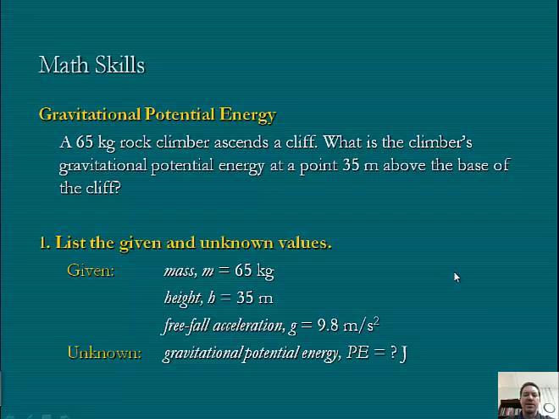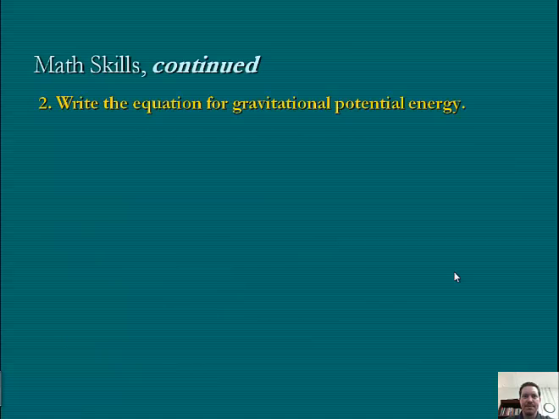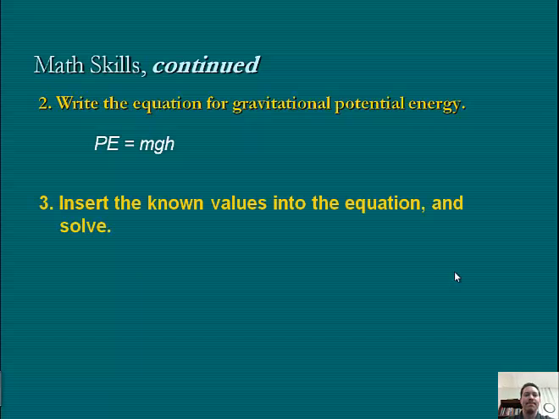And then what I'm wanting to solve for is gravitational potential energy, and again this is measured in joules. Our equation for gravitational potential energy is PE equals m times g times h. So we're going to plug in the values that we have from a previous slide: 65 kilograms times 9.8 meters per second squared times 35 meters.